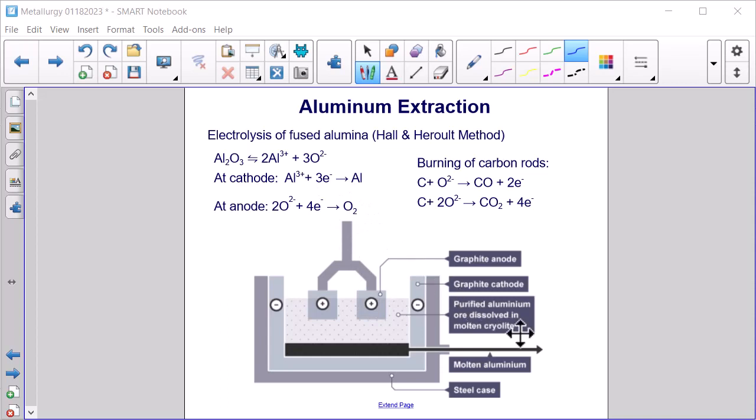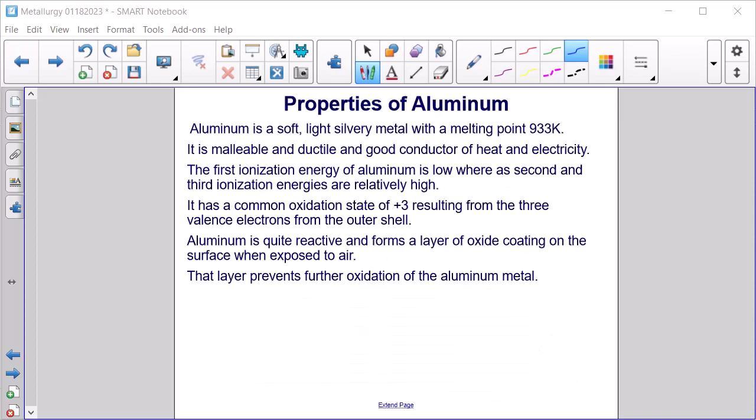this oxygen. Properties of aluminum. Aluminum is a soft, light silvery metal with a melting point of 933 Kelvin. It is malleable and ductile and a good conductor of heat and electricity. The first ionization energy of aluminum is low, whereas the second and third ionization energies are relatively high. It has a common oxidation state of +3, resulting from the 3 valence electrons from the outer shell. Aluminum is quite reactive and forms a layer of oxide coating on the surface when exposed to air. That layer prevents further oxidation of the aluminum metal.